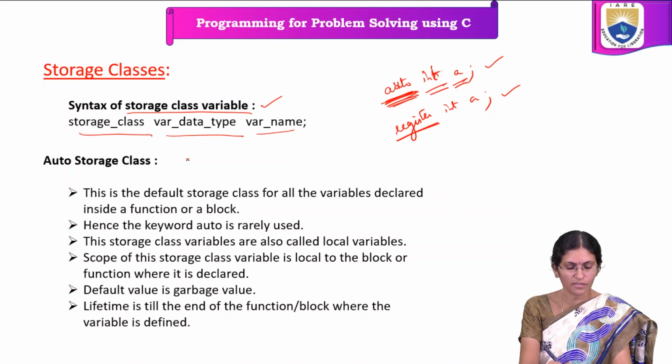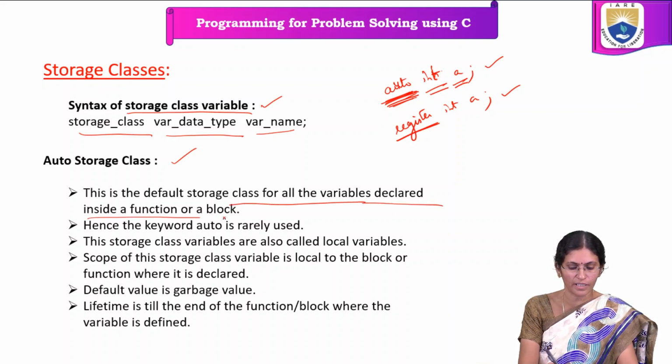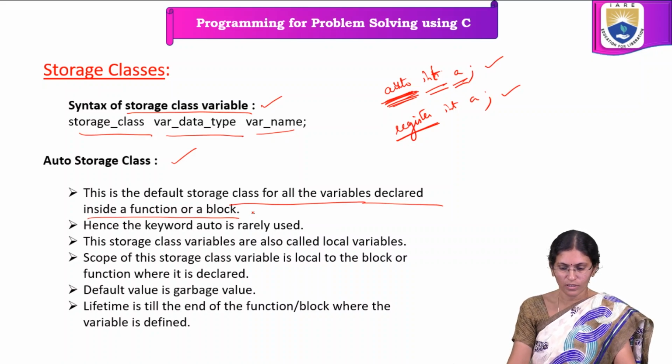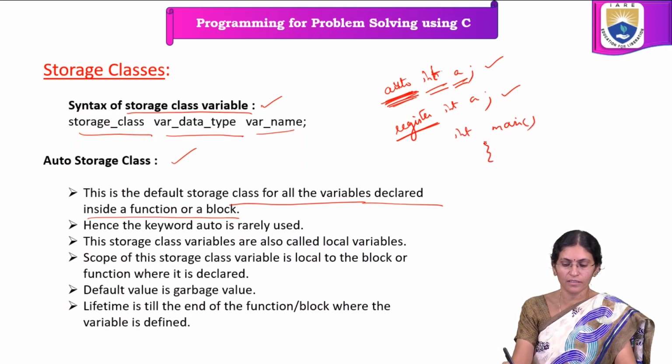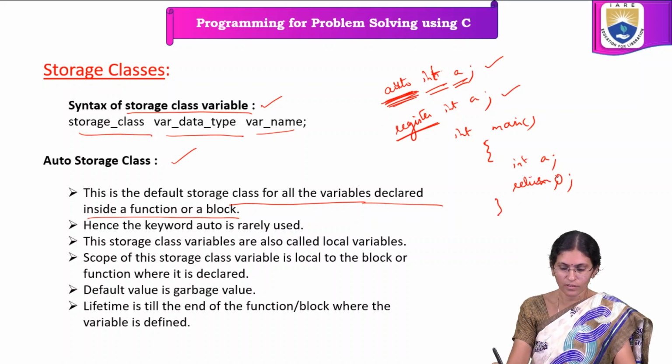Now first we'll discuss the auto storage class, or automatic storage class. This is the default storage class for all the variables declared inside a function or a block. Generally all the variables which we declare belong to the auto storage class. Suppose we write int a inside the main function. By default it belongs to the auto storage class.